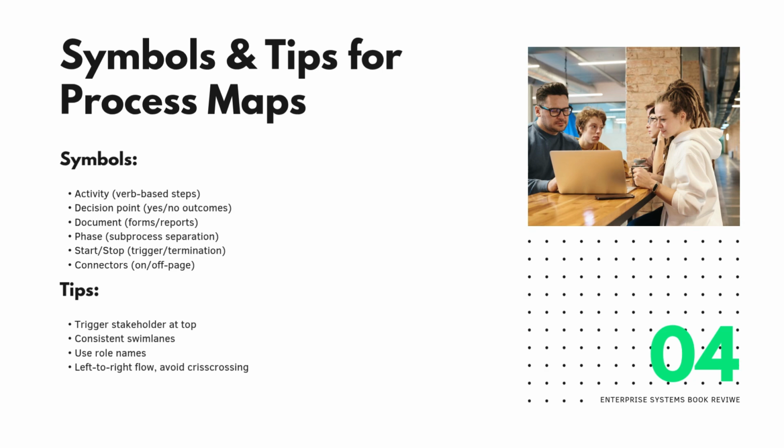To create professional process maps, you need to master the symbols and follow some best practices. Symbols include activities using active verbs like enter or inspect, decision points with yes/no outcomes, documents for forms or reports, phases to separate sub processes, start/stop ovals for triggers and terminations, and connectors to reduce clutter across pages or even multiple pages. These symbols standardize your map, making it universally understandable.